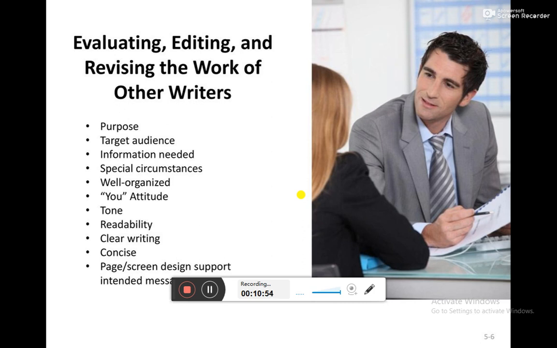The second point is make sure that you understand the writer's intent before you begin suggesting or making changes. You have to understand the intention of the writer. If you try to edit or revise without knowing what the writer hoped to accomplish, you run the risk of making the piece less effective, not more.